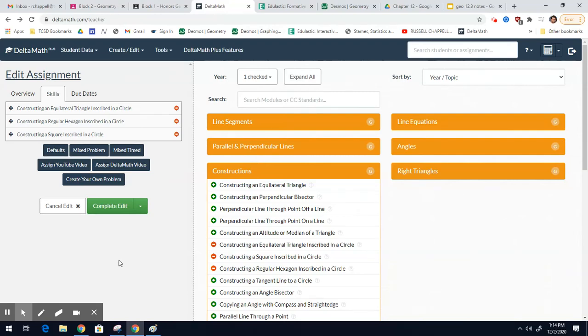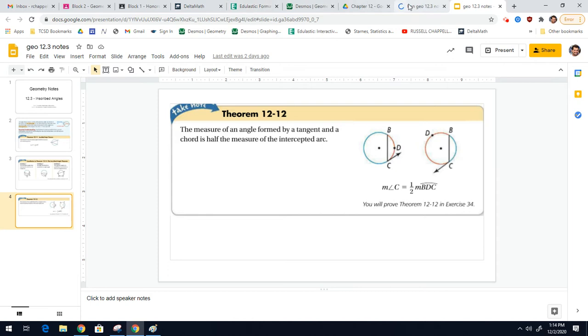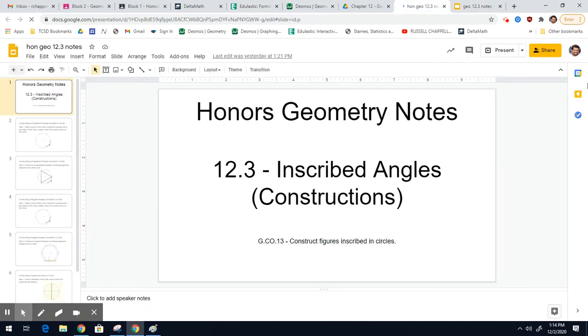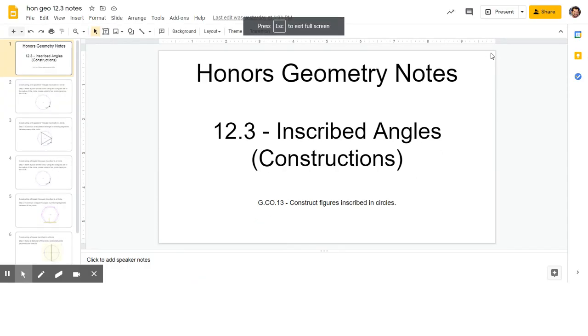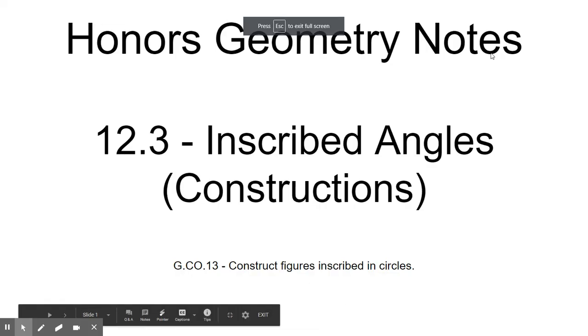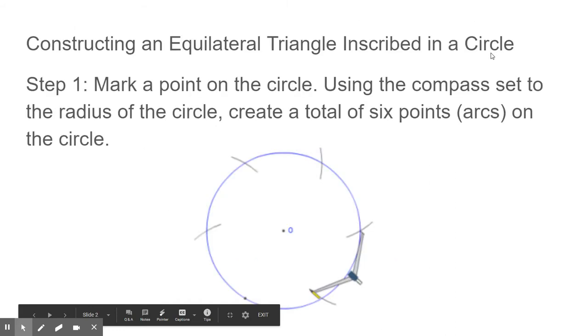And now my honors geometry. We got some constructions to do. So here are the notes if you want to look at the steps ahead of time. Again, I try very succinctly to describe these constructions.